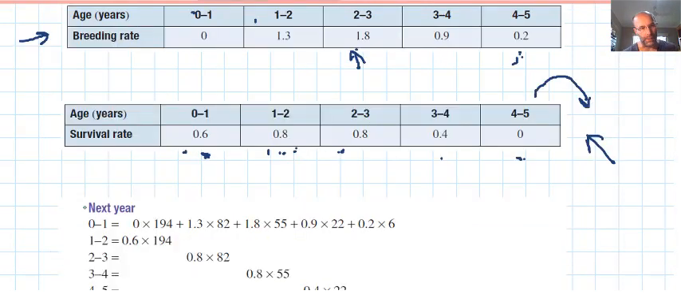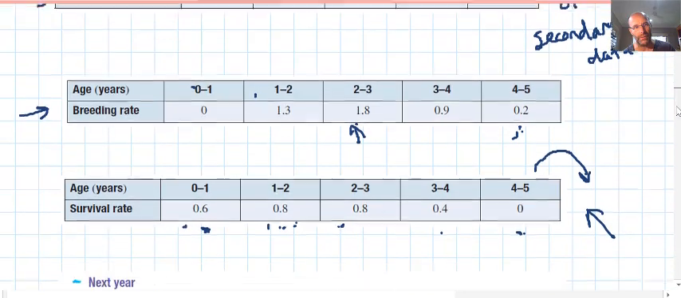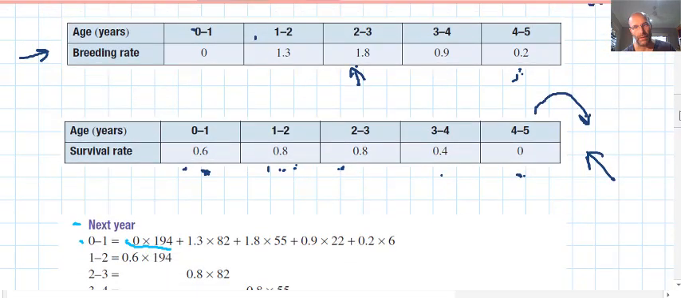We'd look at, in the next year, 0 times 194, so that was that original 194 in that youngest age group, and they create no babies. So their contribution is 0 times 194, which is 0. The next group contributes that much to the next year, plus that group's contribution, plus that group's contribution. And that's what they would add to next year.